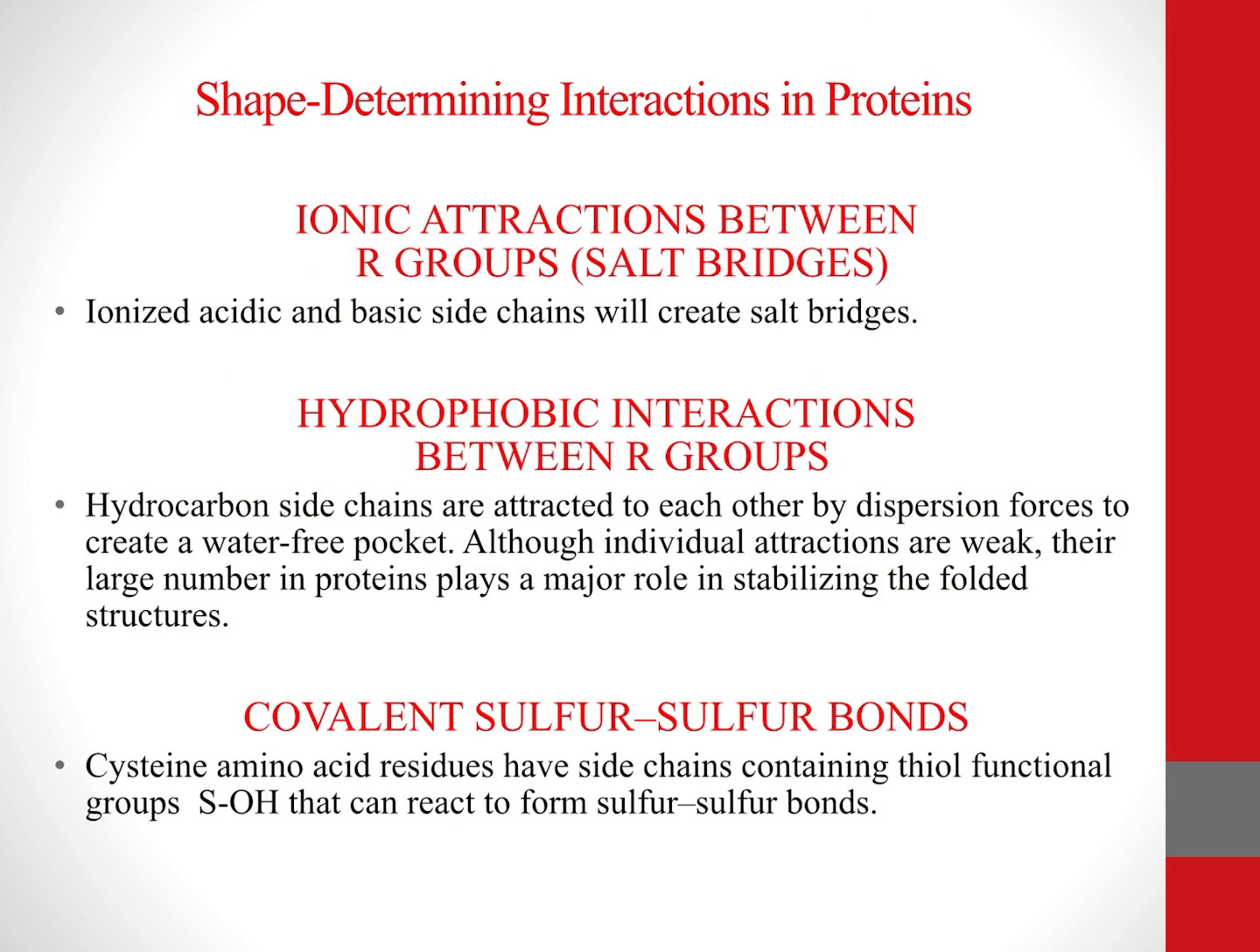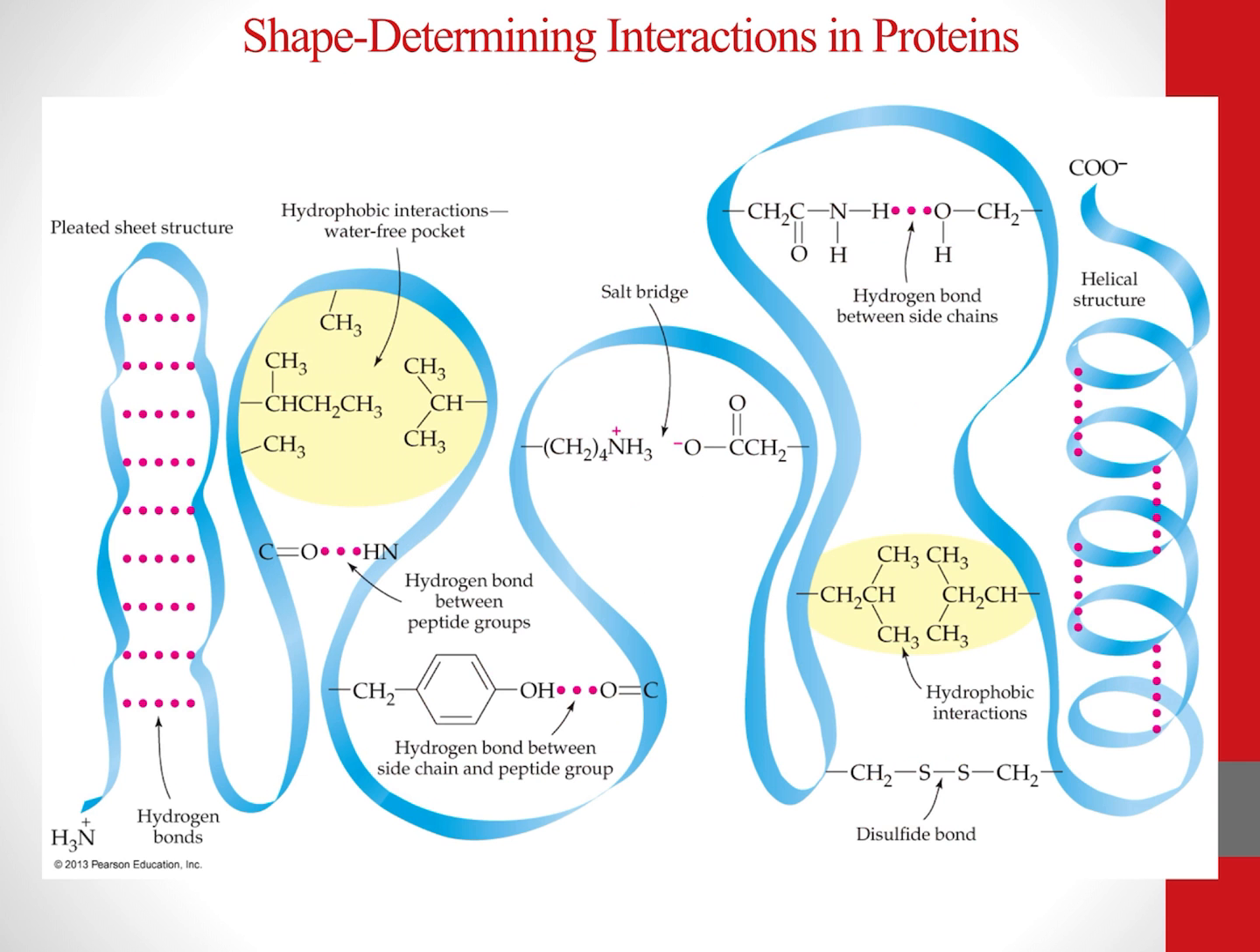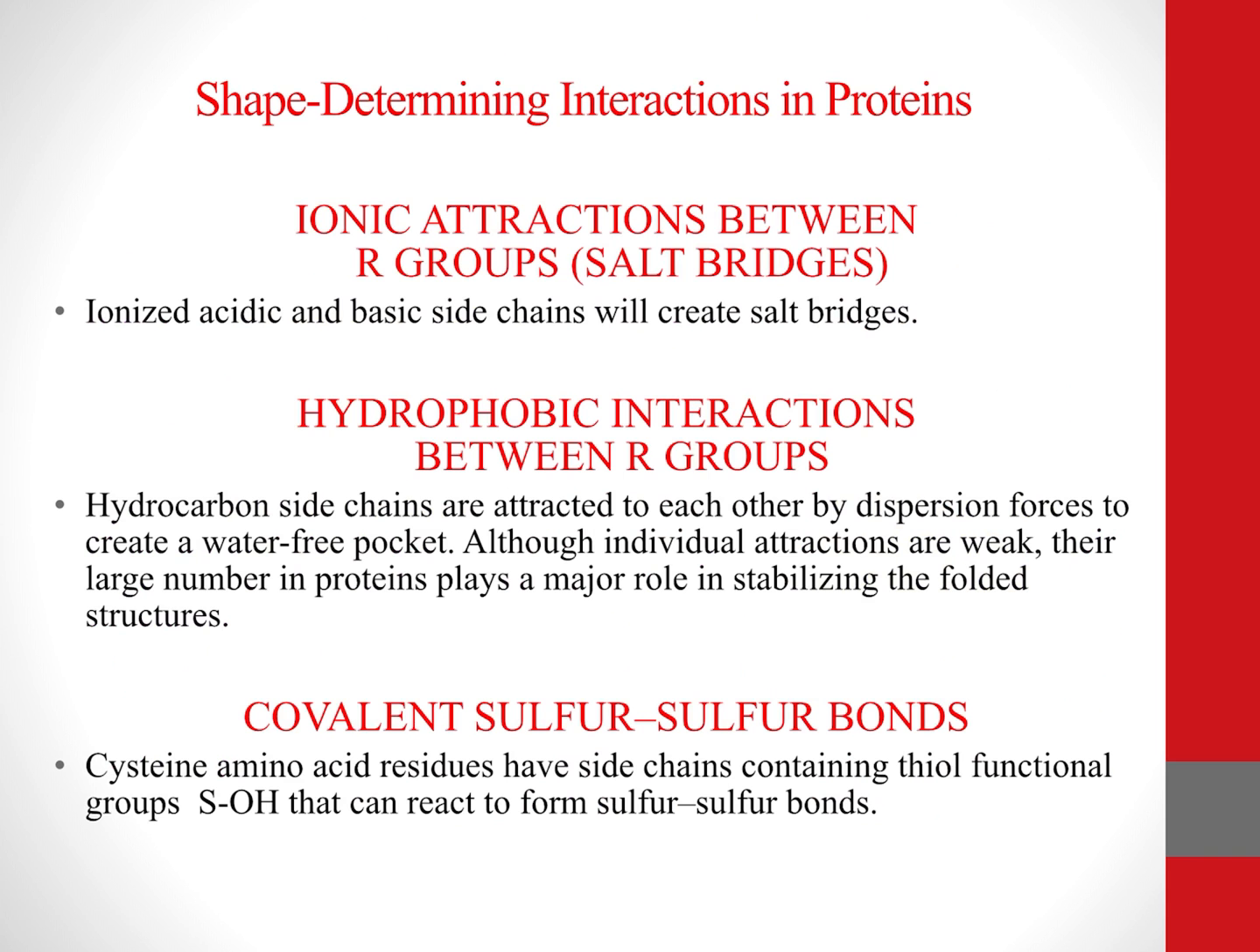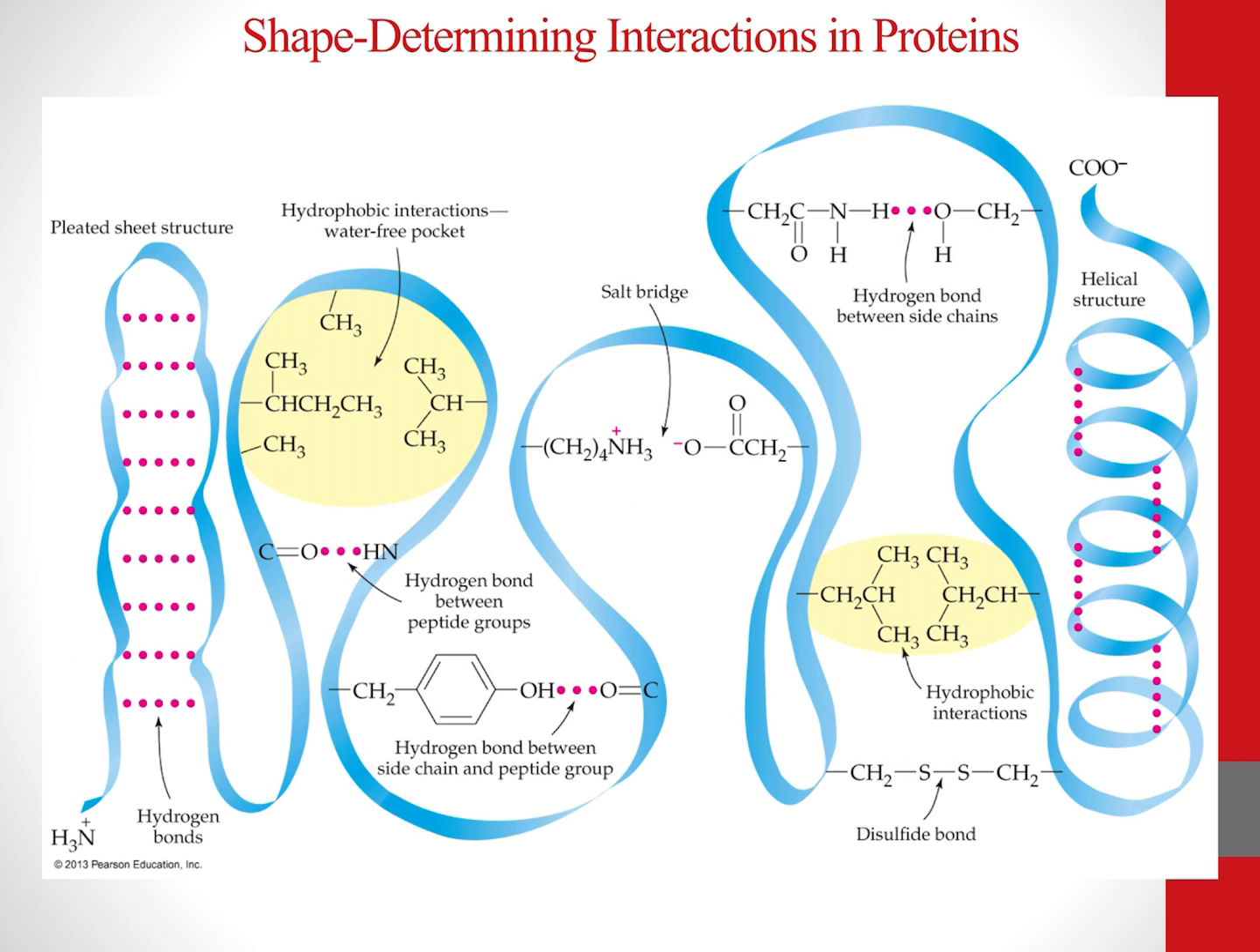We do have disulfide bonds occurring with cysteine because it has the sulfur, and the hydrogen has that thiol group in there. We have an example of that down here on the right. The disulfide bond is taking place. Again, all these interactions are causing the protein to form the shape it is in, pulling it together or creating these pockets.